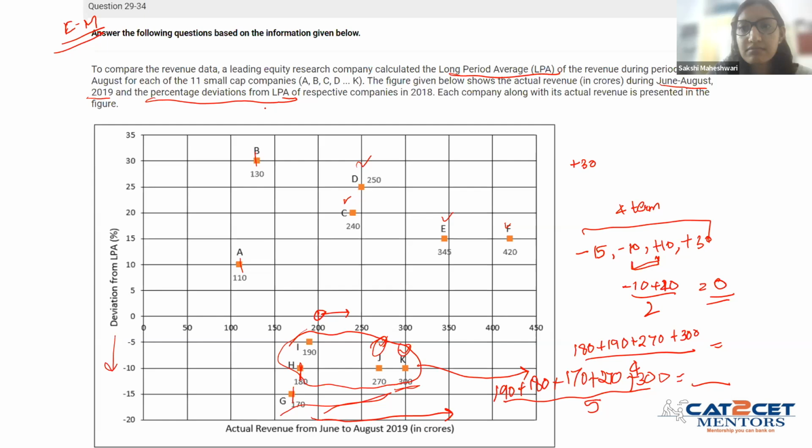So see, this is the percentage deviation from LPA. So I think we'll need to calculate these deviations first.